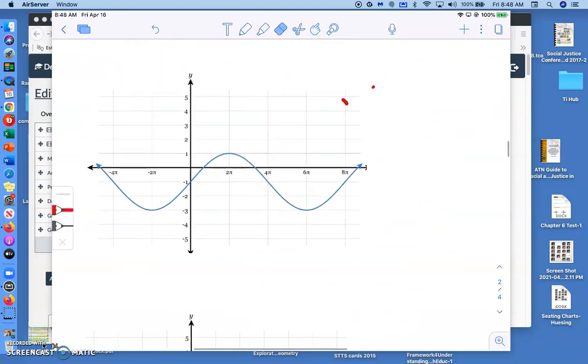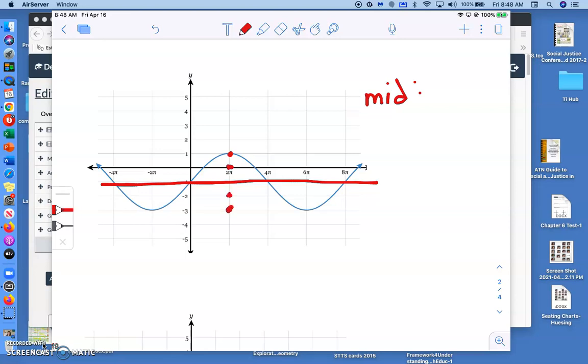So if we take a look at this next one, the same thing, our midline, what goes right through the center. If I was to draw a line right here, we go 2 above and 2 below. So our midline is at y equals -1. Our amplitude, how much higher and lower than that midline, is 2.